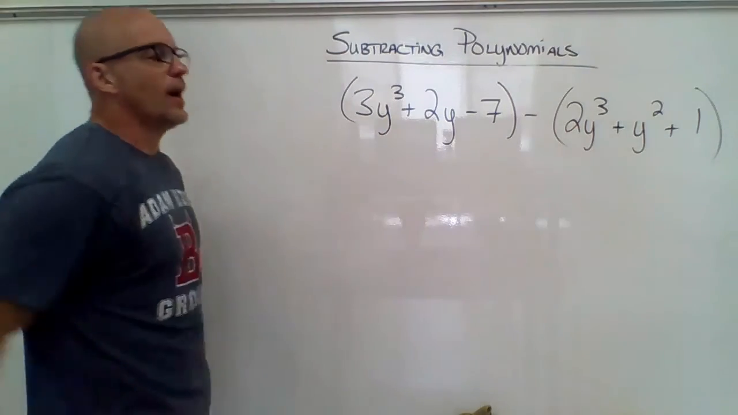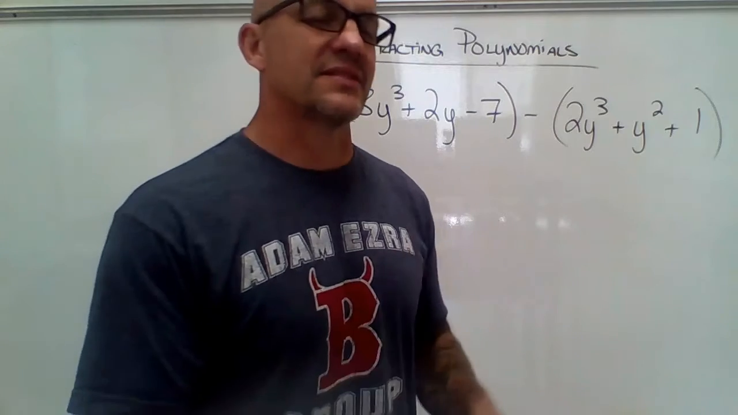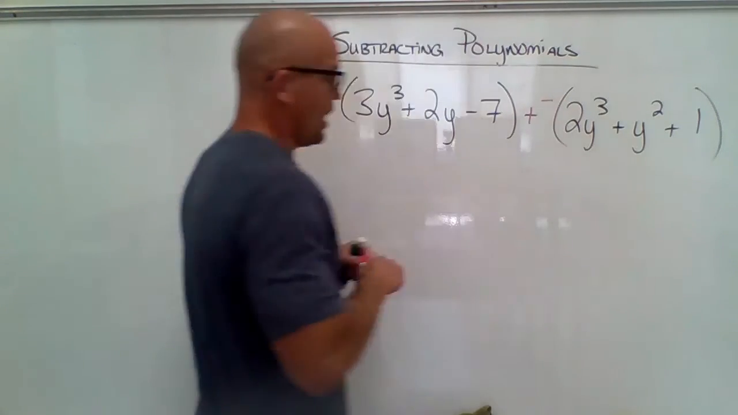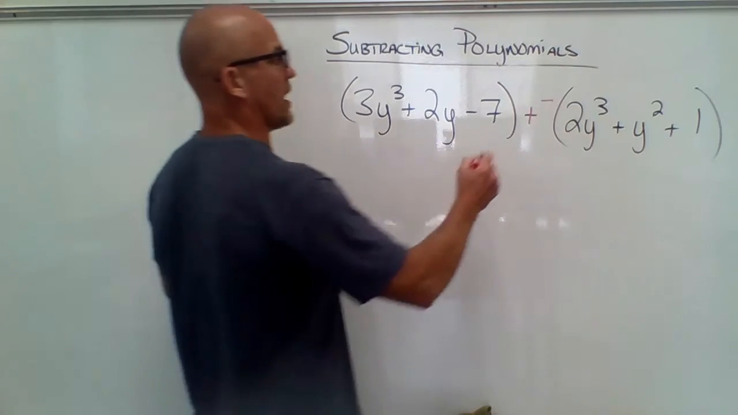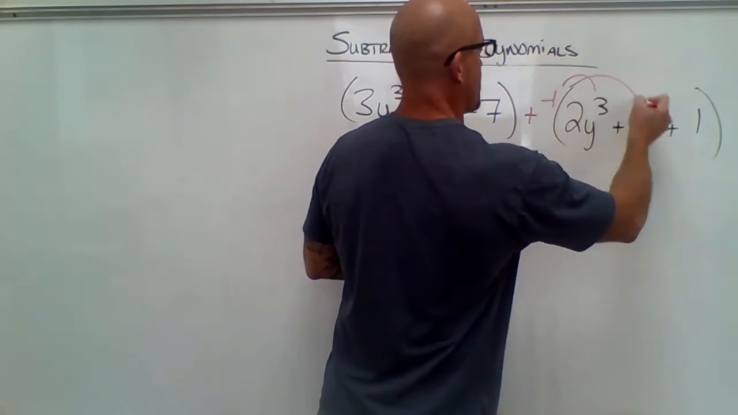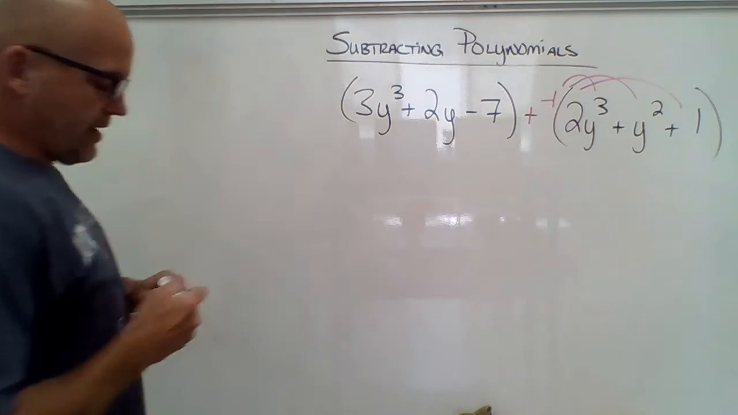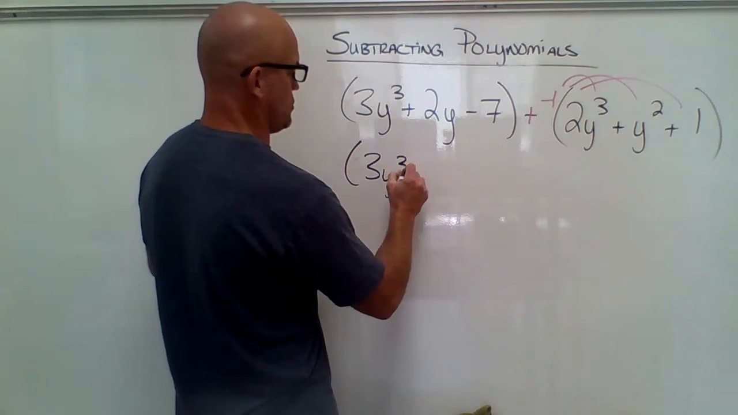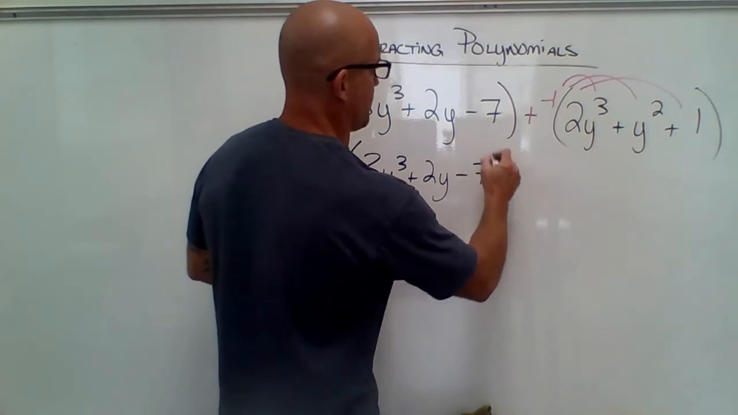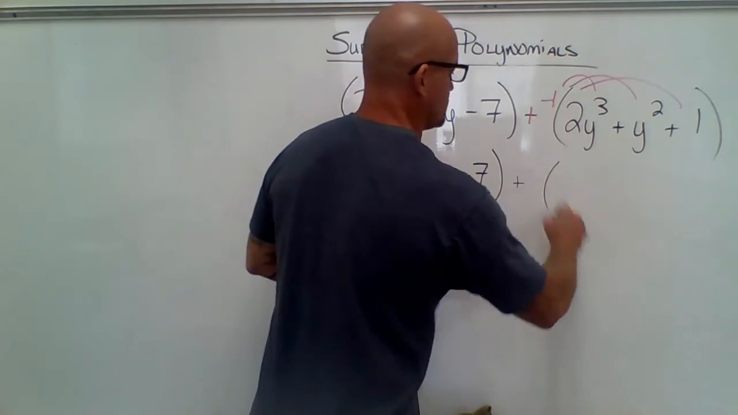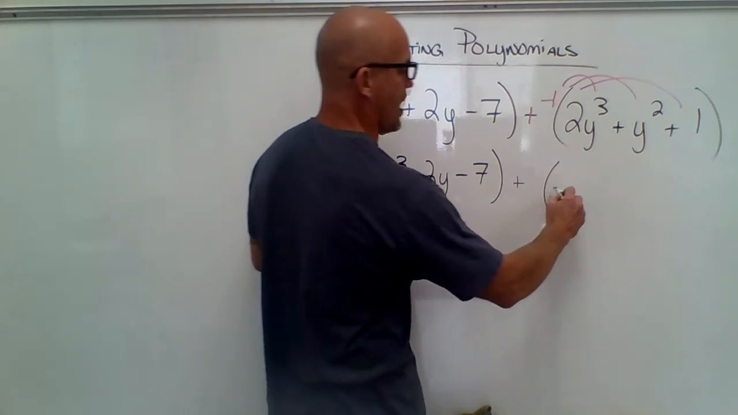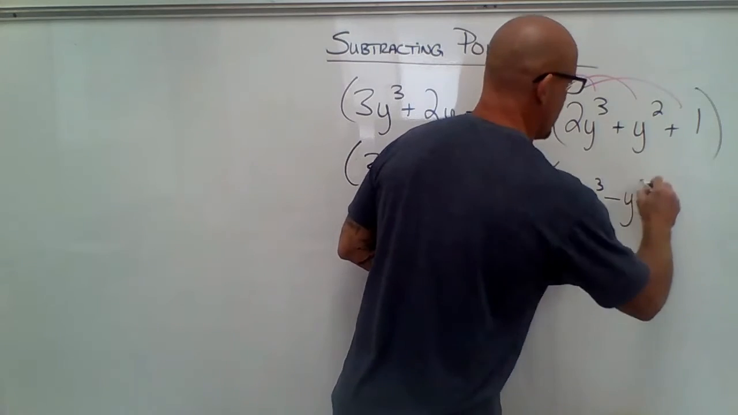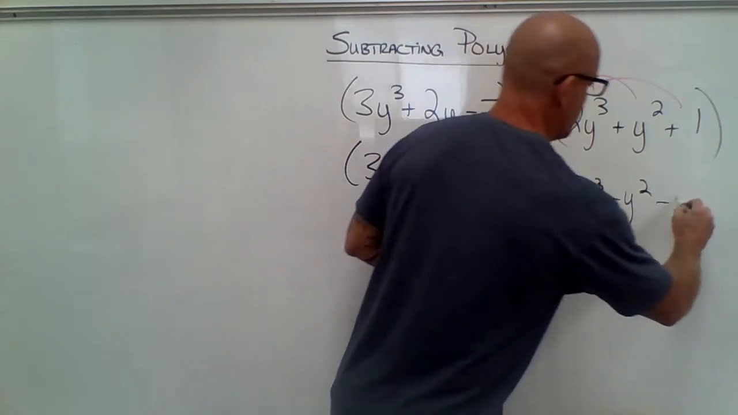First thing, I'm subtracting two polynomials. I don't like dealing with subtraction. Things get lost, things get difficult. I'm going to make that plus the opposite. Of course, that means that I'm going to have a negative 1 there, and I am going to distribute that. Now I'm going to go ahead and perform that distribution. I've got 3y cubed plus 2y minus 7 out front. Distributing that negative 1 is going to turn that into negative 2y cubed, negative or minus y squared, and of course, negative 1.